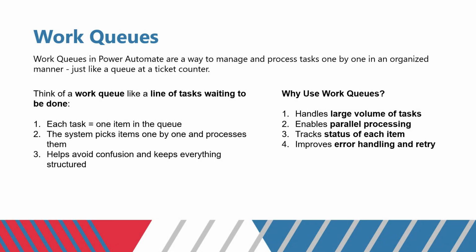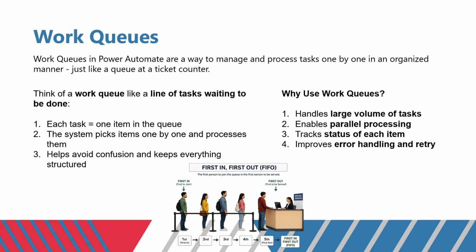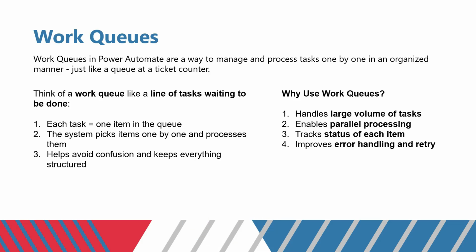Hey everyone, today let's understand work queues in Power Automate in a very simple way. Think of a work queue like a line at a ticket counter. People stand in a queue and the counter processes them one by one. In the same way, in Power Automate, each task becomes one item in the queue. The system picks tasks one by one, processes them automatically, and tracks their status. This helps keep everything organized and avoids confusion.